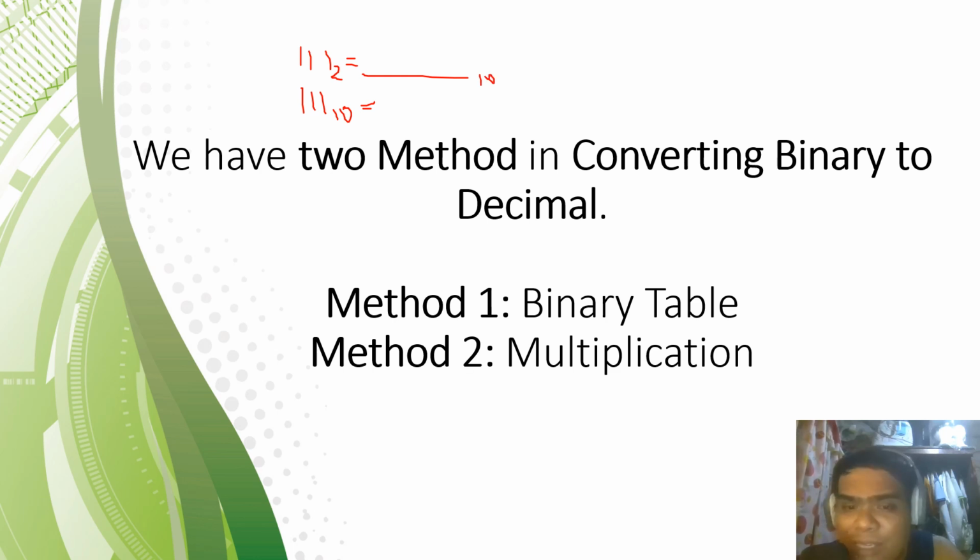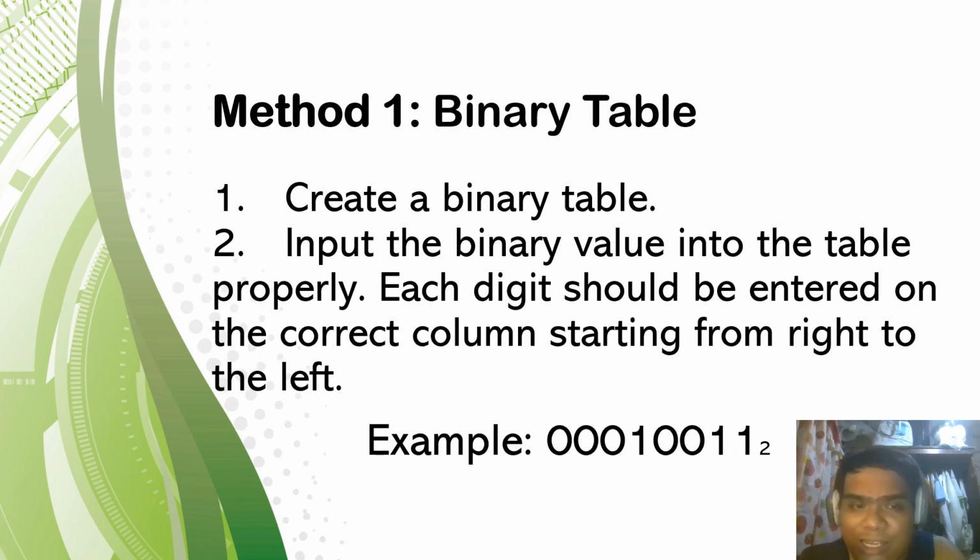So we have the binary table and multiplication, the table that I introduced earlier. Create a binary table. Input the binary value into the table properly. Each digit should be entered in the correct column, starting from the right to the left. So you have an example here.